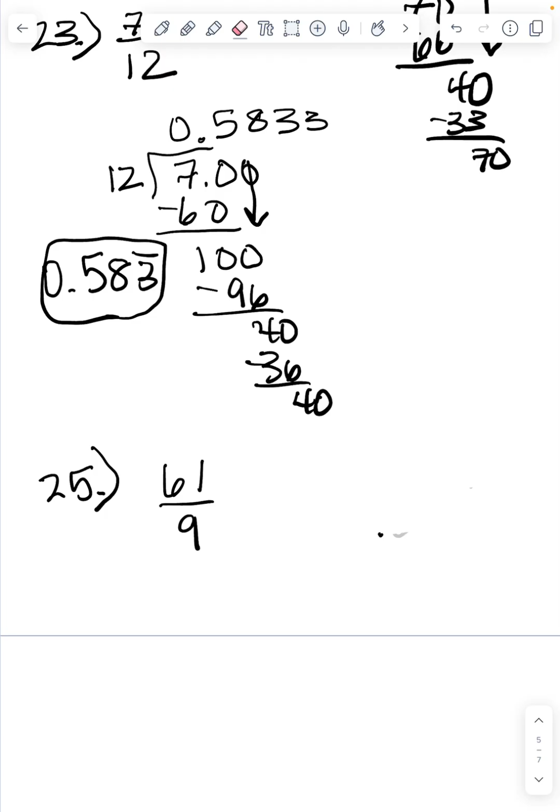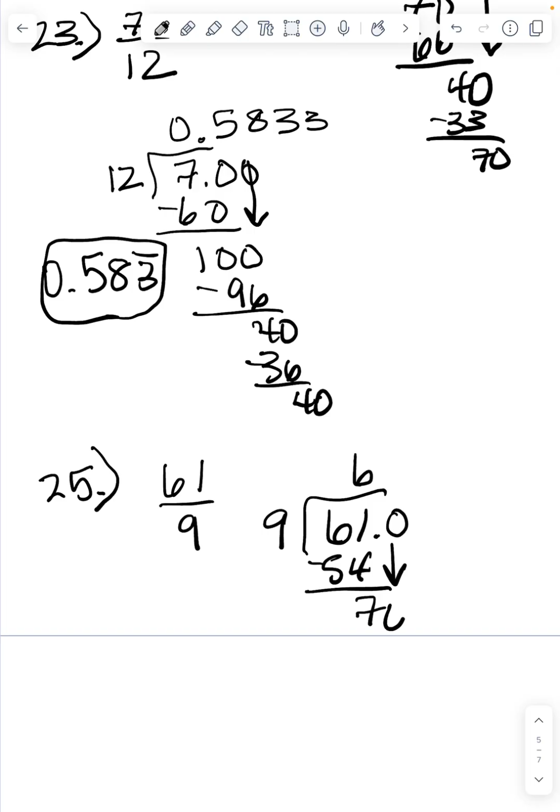Okay, let me redo this. So I multiplied wrong. So 61 divided by 9. 9 goes into 61 6 times, and that's 54. That was my error right here. And that gets me 70. Bring that decimal up here. And then it goes in 7 times, that's 63. And that's going to be 70 again. So the repeater is on the 7. So 6.7 repeated.